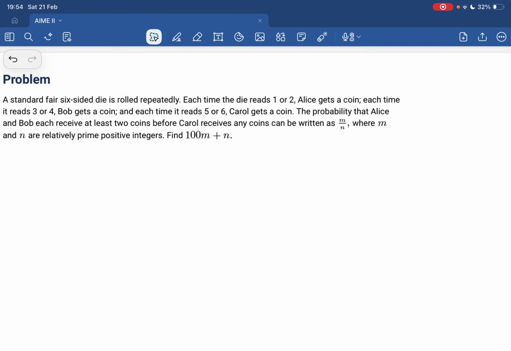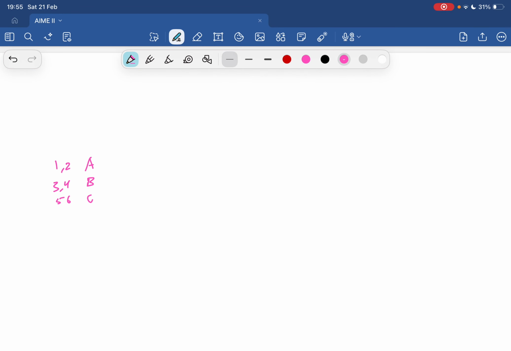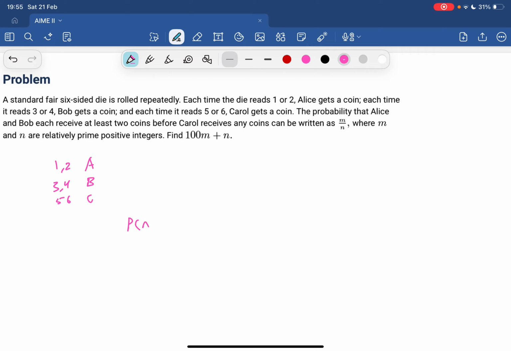This is problem 7 of the AIME 2 2026. For this question, we roll a fair die repeatedly. Numbers 1 or 2 become A, which is Alice. 3 or 4 is B for Bob. 5 and 6 for Carol. Each outcome has the same probability, so P(A) equals P(B) equals P(C) equals 1 over 3.